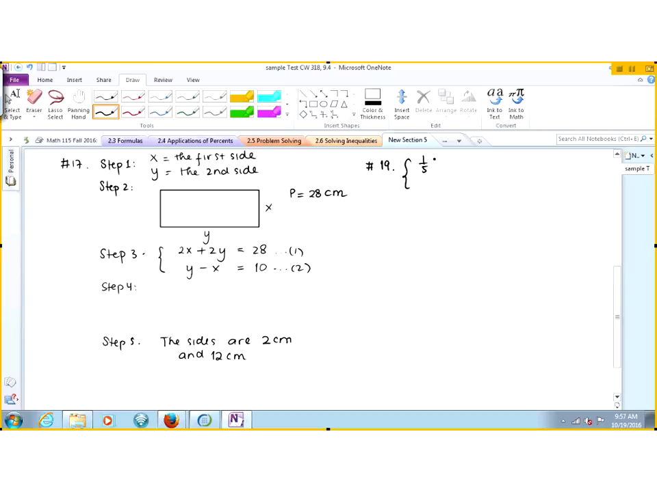Okay, number 19. How about this? I know you guys are afraid of fractions. This is easy too? Yeah, that's right. So you should not be afraid of fractions.